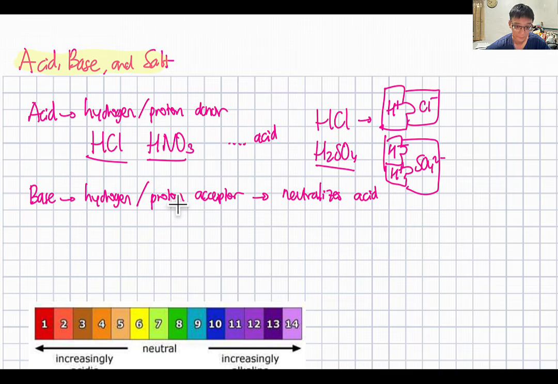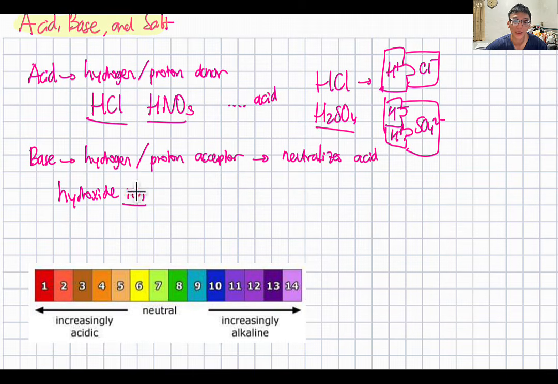These 3. While for base, they usually act as hydrogen or proton acceptors, and they contain what is called the hydroxide ion. Typically, hydroxide ion can be bound to any metals or any positively charged ions. For example, I have sodium hydroxide. Sodium is +1, and hydroxide is OH -1. So the formula will be NaOH.